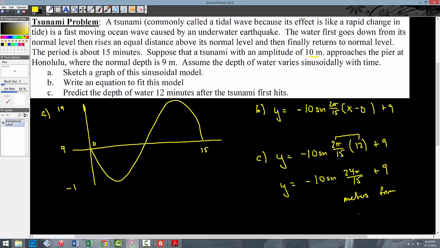from normal. Now, I put meters from normal because at this point, sine could either pop up in either the positive quadrant or the negative quadrant, so you don't really know how far away this thing is. And so just to be safe, just write meters from normal. Because if you write above and it's actually below, then technically your answer is wrong.